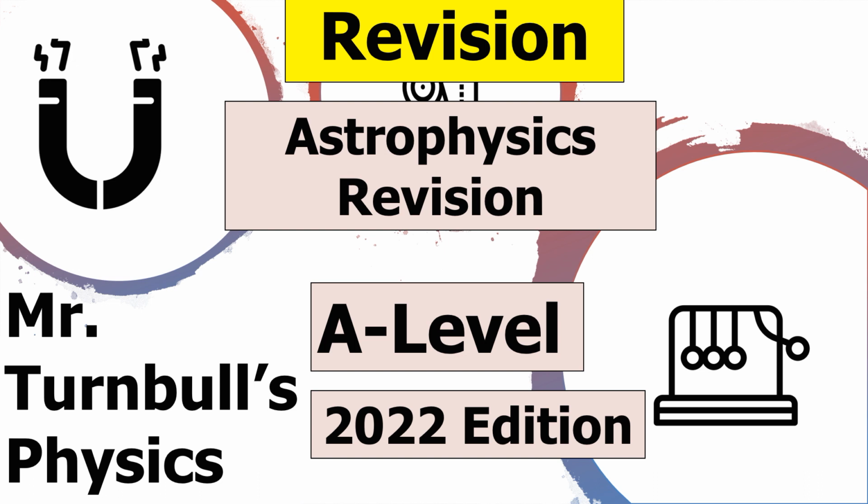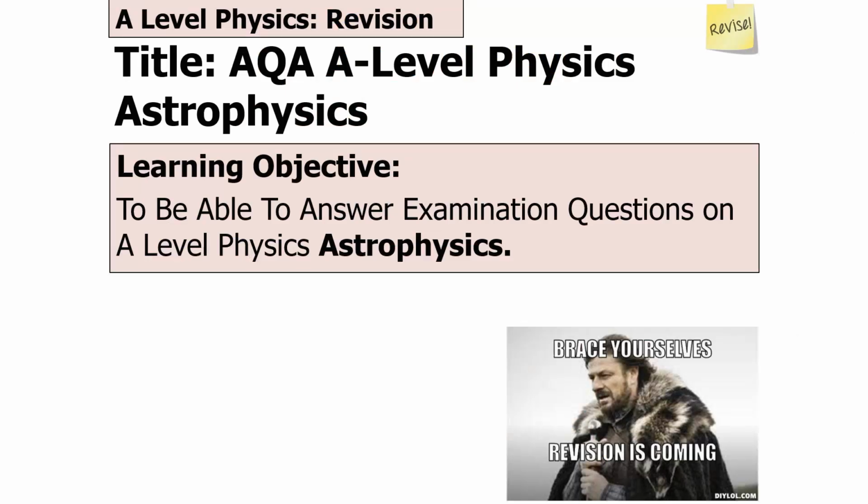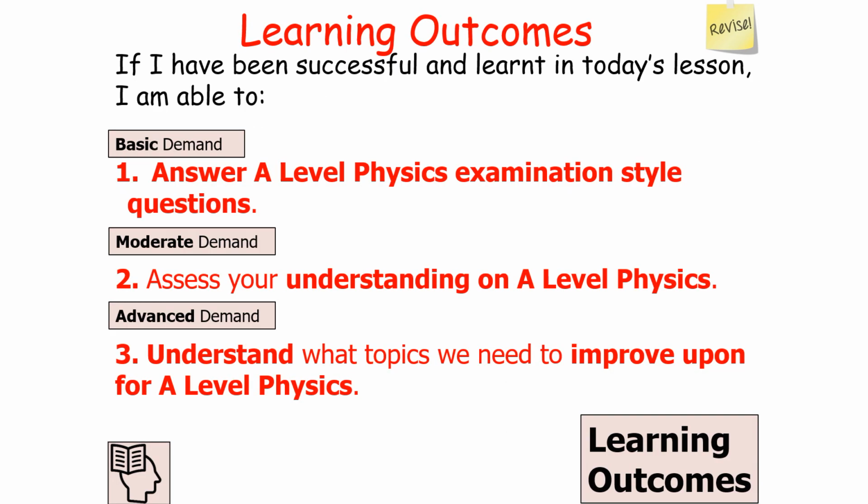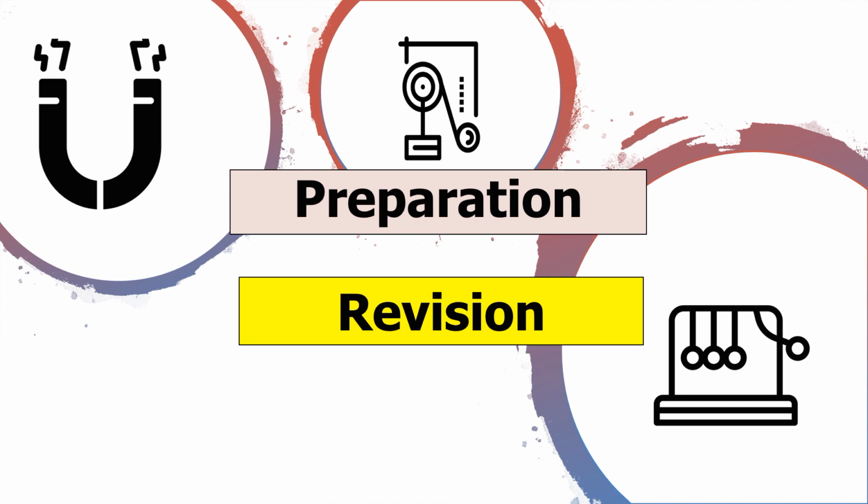In this revision session we'll be looking at astrophysics. So in this revision session we're going to look at answering examination questions for AQA A-Level Physics option astrophysics. So if we've been successful, we should be able to answer A-Level Physics examination style questions, assess our understanding of A-Level Physics, and understand what topics we need to improve upon for AQA A-Level Physics.